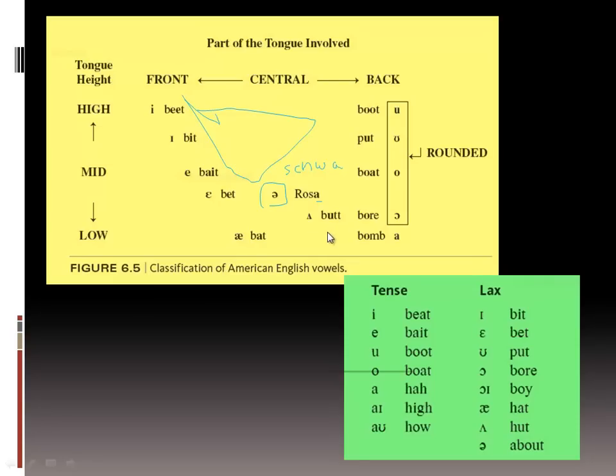It's around here. Another dimension that we sometimes look at is tense vowel versus lax vowel. Tense vowels are usually at the top. This one is tense. This one is tense. This one is tense. This one is tense. So "beat" is tense but "bit" isn't. "Bait" is tense but "bet" isn't. "Boot" is tense but "put" isn't. "Boat" is tense but "bore" isn't. "Ha" is tense but "boy" isn't. I guess they don't really go together.